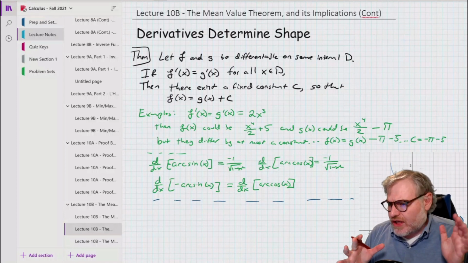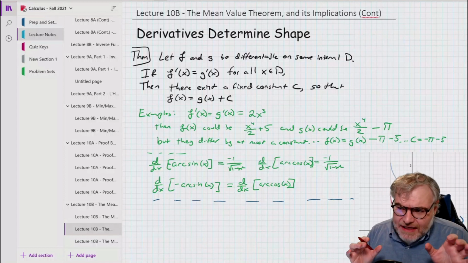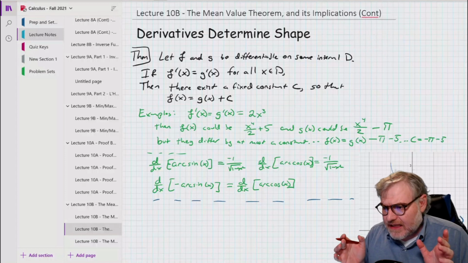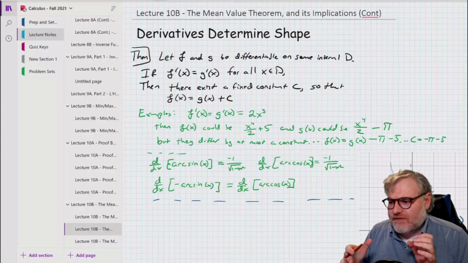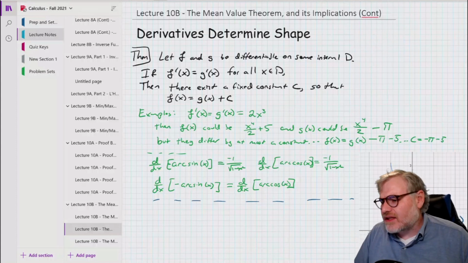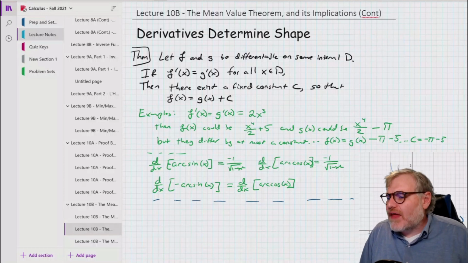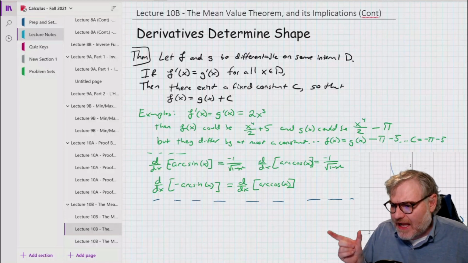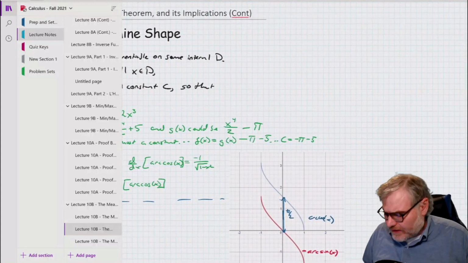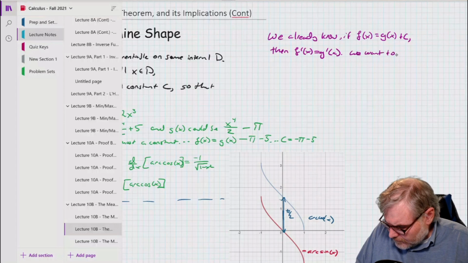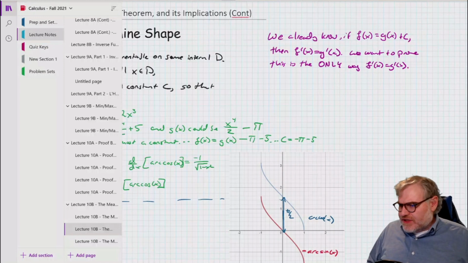So if f and g are differentiable on some interval D, and f prime of x equals g prime of x for all the x's, then there's some constant c so that for every x, f of x equals g of x plus c. In other words, they're vertical shifts of each other. We've already had the converse of this. We already know that if two functions differ by a constant, they're going to have the same derivative. So we want to prove that this is the only way that circumstance can happen.